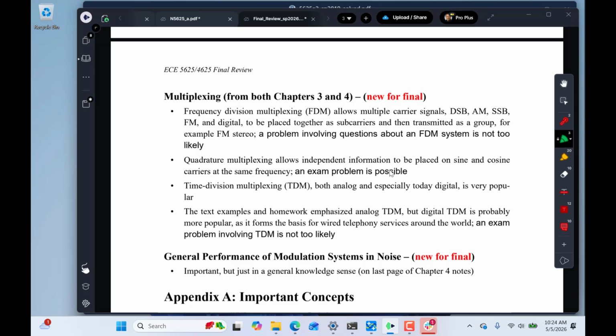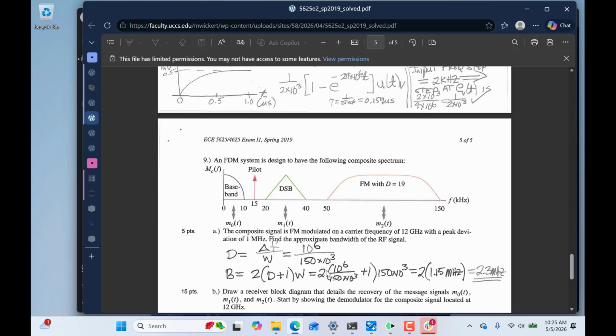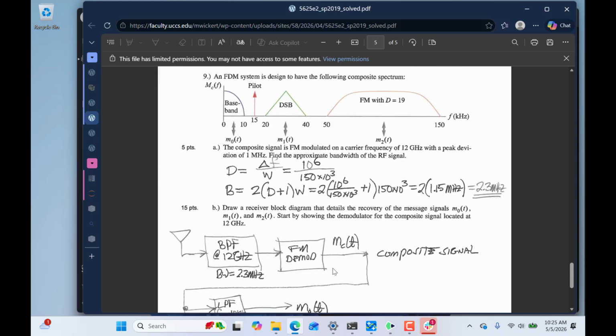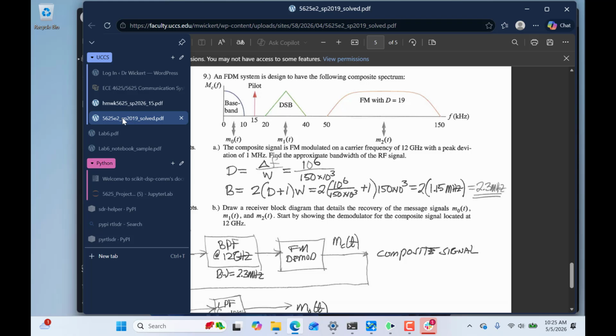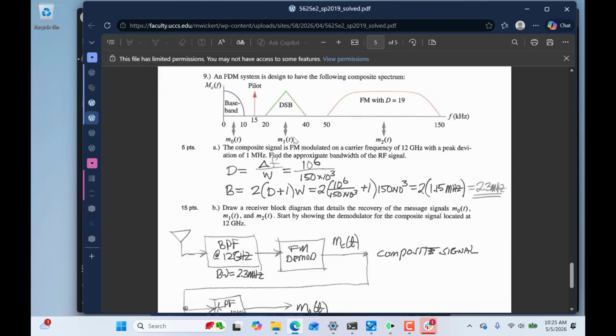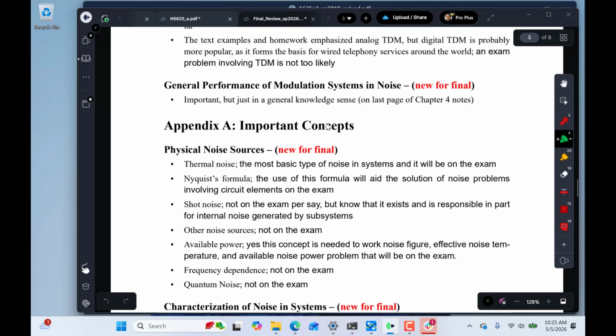You have to draw a block diagram, but again, that's just to refresh our memories to make sure there's no doubt about that. It's this problem from this old exam, and then you have it in the homework problem. You have it as number 2 right here. So one and the same type of problem. Work this problem, and then you'll be set for doing it on the final. So general performance, modulation and noise, we already talked about that.